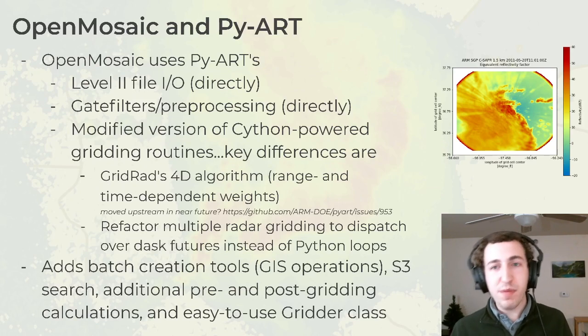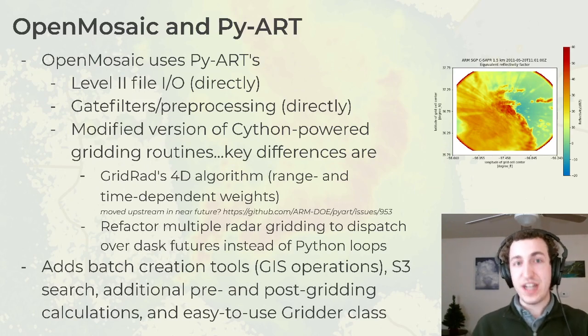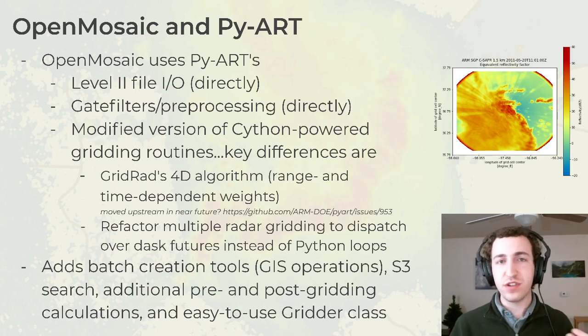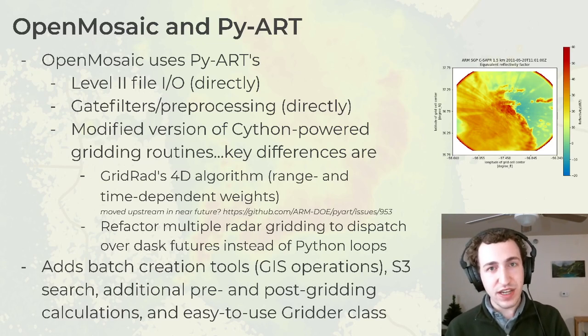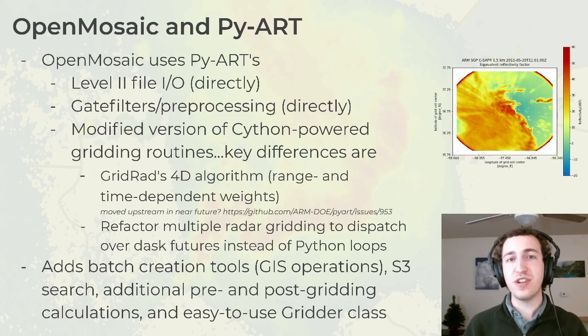So how OpenMosaic relates to PyArt: it directly uses PyArt's level 2 file input to read in the level 2 files that it downloads. Anything with gate filters or pre-processing comes directly from PyArt in its framework. Once we get to the gridding routines, of course, PyArt does have some of its own gridding routines, but they weren't quite sufficient for the mosaics that OpenMosaic was designed for.